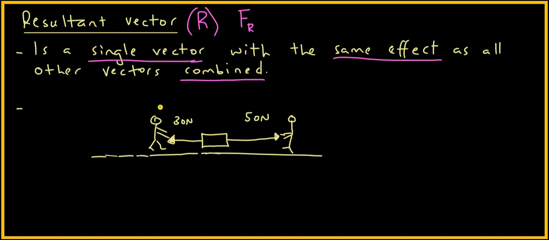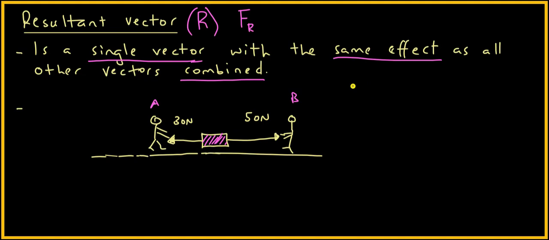So here's a very simple illustration. We're having two guys here. Person A is pulling to the left with a force, and B is pulling to the right with a force of 50 newtons. They're pulling the same object. What we want to do is find the resultant force that is going to act on the object. Since we are taking direction into consideration, these are vectors, right? We must take direction into consideration.